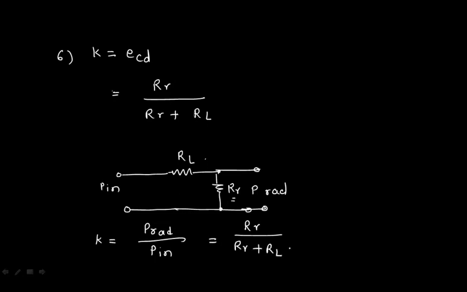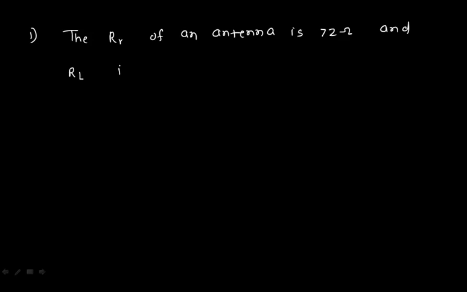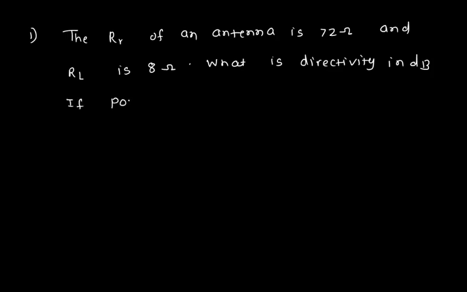So this kind of thing we have seen in the previous session, and that's why we'll solve the first problem based on this formula. The problem says that the radiation resistance, RR, of an antenna is 72 ohm, and the loss resistance, RL, is 8 ohm. What is the directivity in dB if power gain is 16?